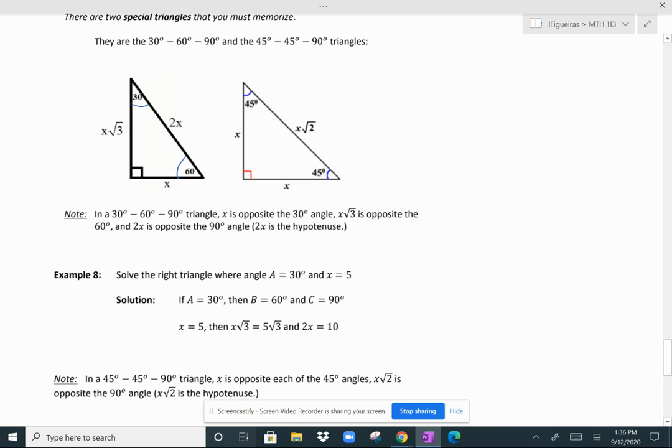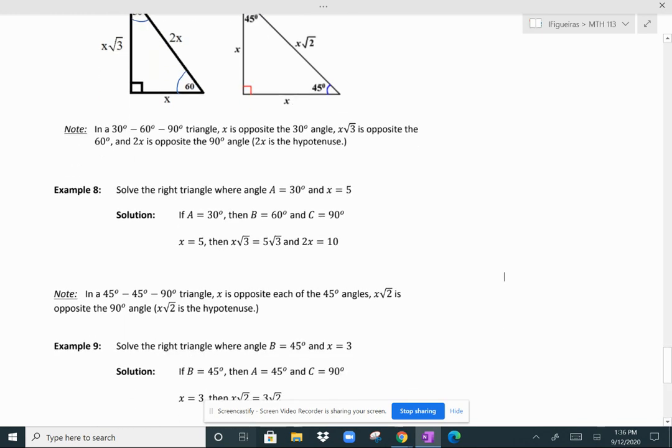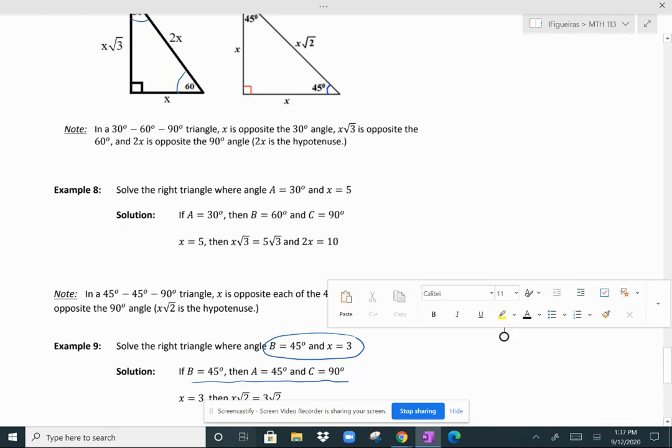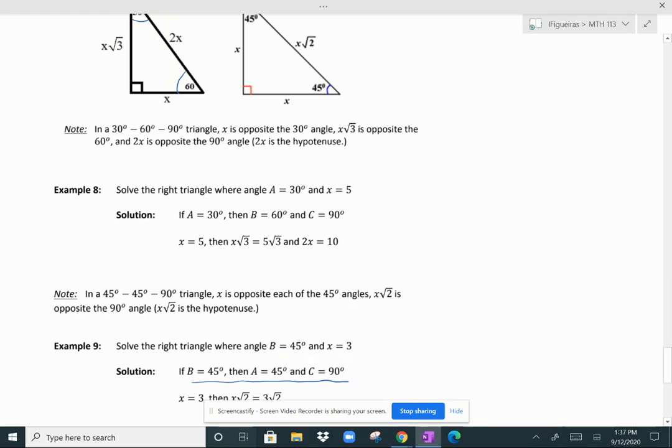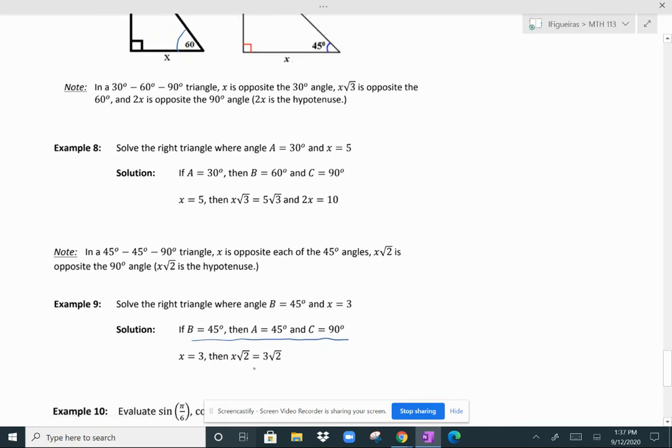If we move on to a 45, 45, 90 degree triangle, x is the side opposite 45 degrees, and x root 2 is opposite the hypotenuse. So we want to solve the right triangle given that B is equal to 45 degrees and x is equal to 3. If B is 45 degrees, that means A is also 45 degrees, and your C is always your 90 degree angle with right triangles. So when x is equal to 3, the hypotenuse would be x root 2, which is 3 root 2. So each side is 3 units and the hypotenuse is 3 root 2.